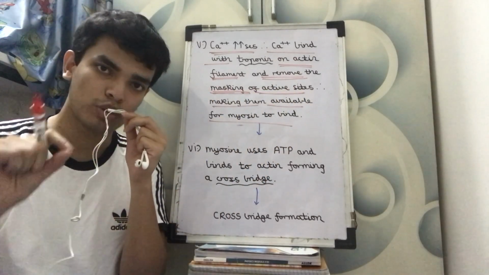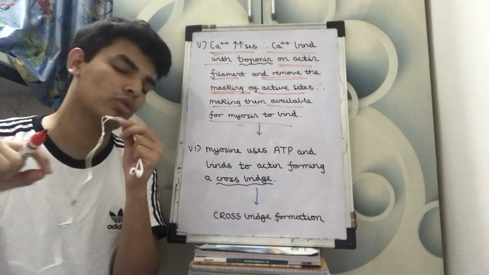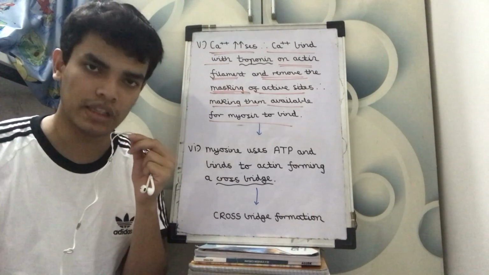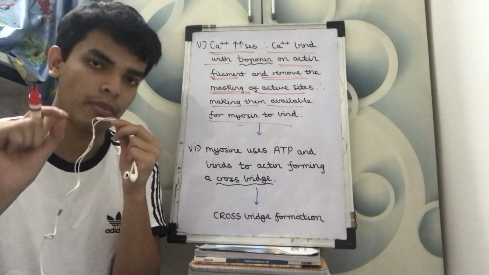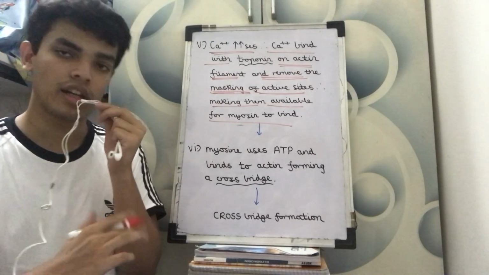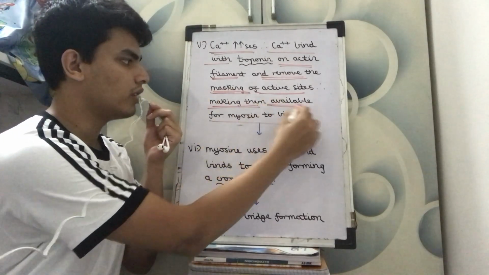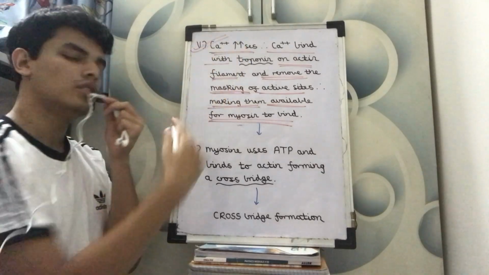मतलब जहाँ पे मायोसिन को जाके अटैच होना है वहाँ की ये मास्किंग साइट हटाता है ताकि मायोसिन जाके अटैच हो सके. अगर Ca+ नहीं होता तो अटैच नहीं हो पाता क्योंकि मास्किंग वहाँ पे रहती है. So it removes the masking so that myosin can go and attach, making them available for myosin to bind. This is only written, so please learn this.